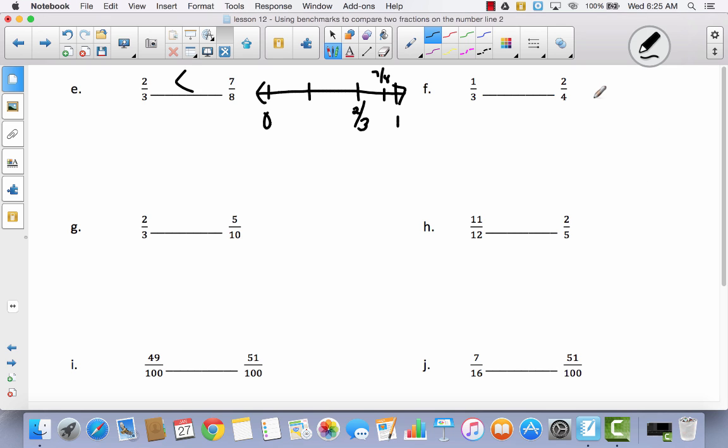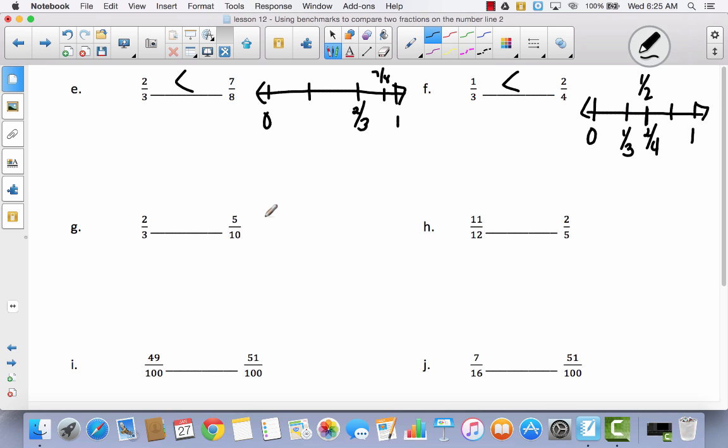All right, let's take a look at 1/3 and 2/4. So let's divide this into thirds. So I've got 0, 1, and then I'm going to partition this into thirds. So this is 1/3. So what do you know about 2 and 4? Well, 2 is half of 4. So that means that 2/4 is the same as 1/2. 1/2 and 2/4 are the same. They are equivalent. So 1/3, because 1/3 comes before 2/4 on the number line, it is less than 2/4.